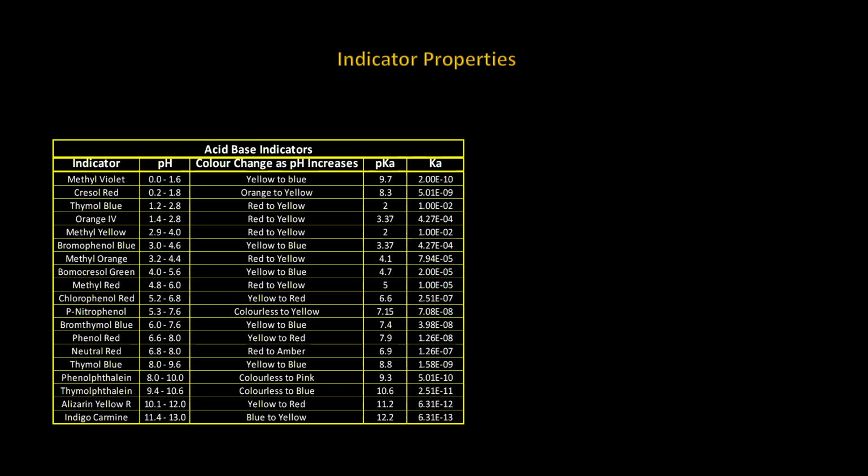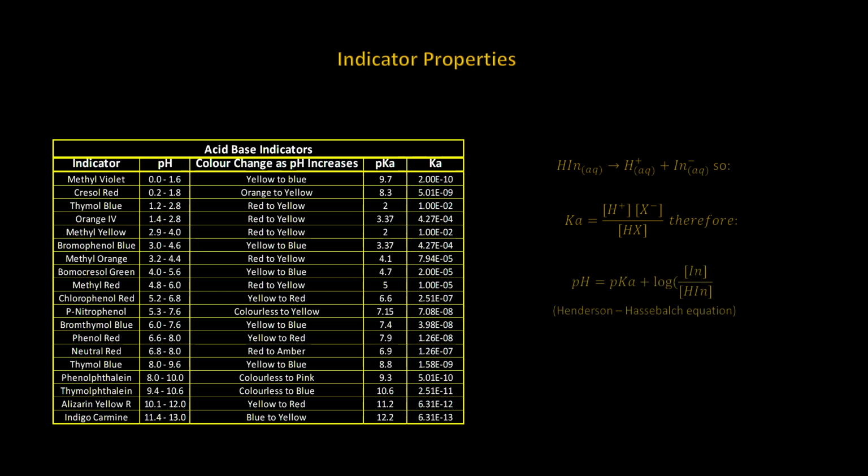The designation generally given to an indicator is capital H, capital I-N. As a weak acid, they will dissociate in a solution in accordance with their Ka values as shown. The equation can then be rearranged to show that there is also a pH value associated with the indicator. As shown, the pH of an indicator is equal to the pKa plus the log of the basic form of the indicator divided by the acidic form of the indicator.